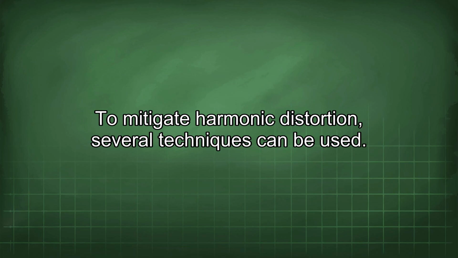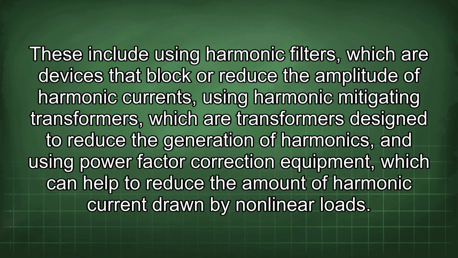To mitigate harmonic distortion, several techniques can be used. These include using harmonic filters, which are devices that block or reduce the amplitude of harmonic currents, using harmonic mitigating transformers, which are transformers designed to reduce the generation of harmonics, and using power factor correction equipment, which can help to reduce the amount of harmonic current drawn by nonlinear loads.